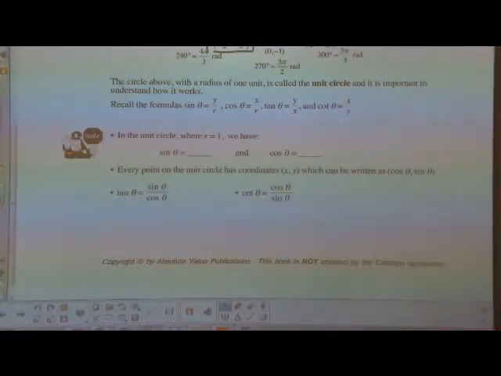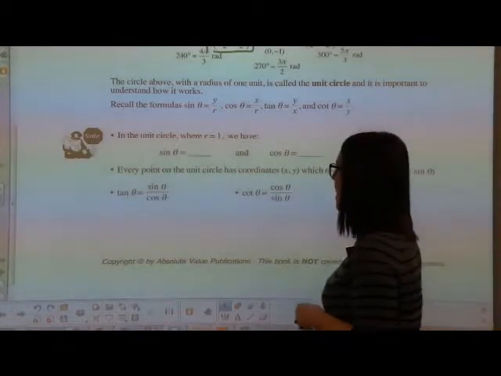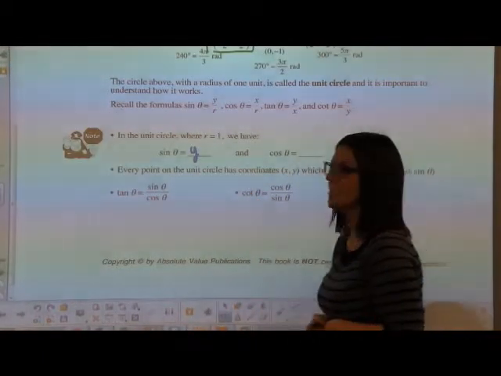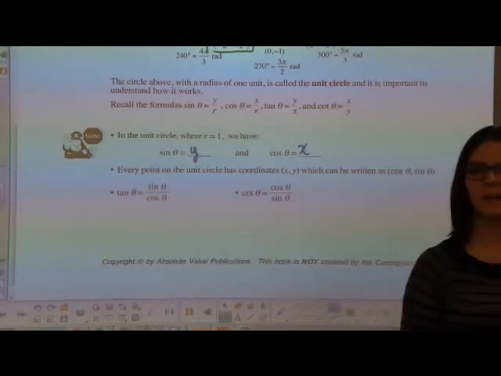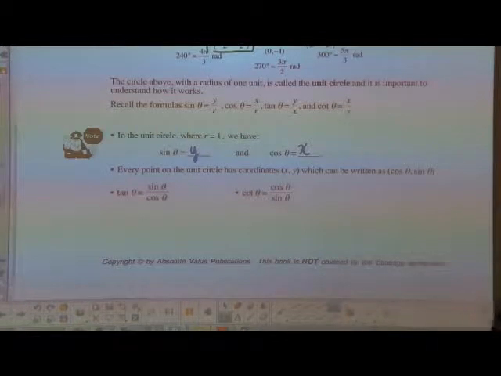In the unit circle, when r is equal to 1, sine theta will be equal to the y coordinate, and cos theta will be equal to the x coordinate. Alphabetical order, x comes before y, cos comes before sine.